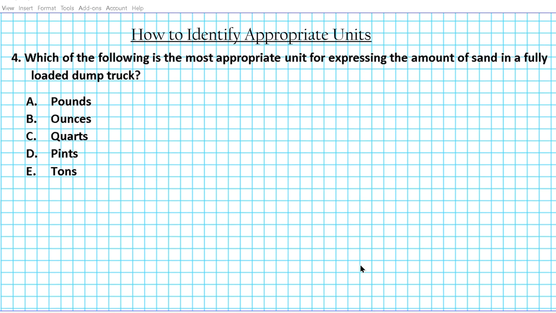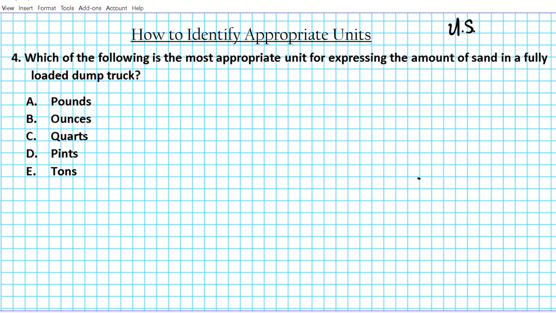In question 4, we're going to be taking a look at how to identify appropriate units. Question 4 reads, which of the following is the most appropriate unit for expressing the amount of sand in a fully loaded dump truck? One thing to keep in mind is when you're identifying correct units, you have to consider the context and also where you're living. So in this particular problem, we're going to be thinking about the United States, how these particular units are used in the United States.